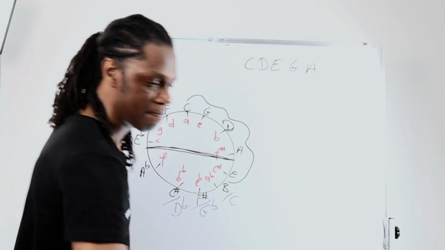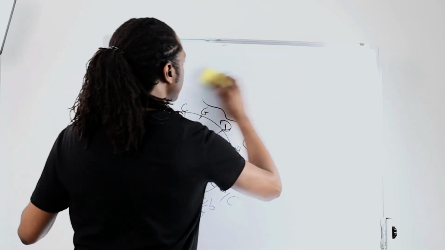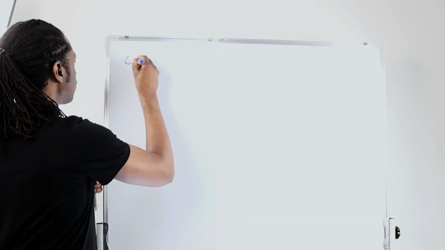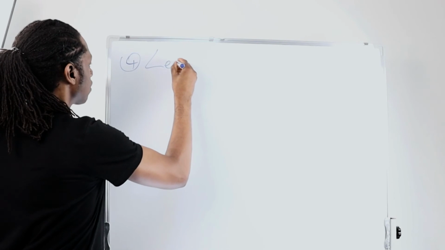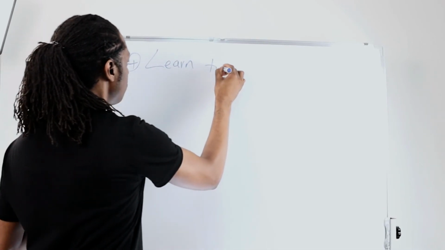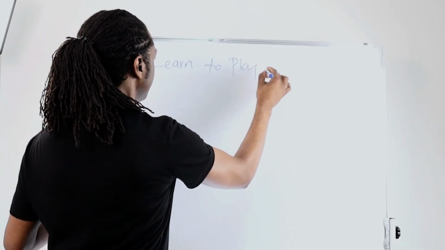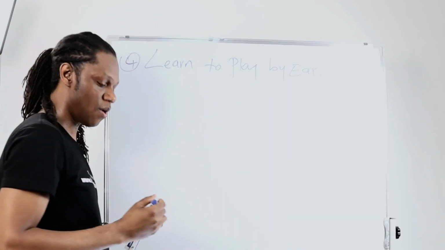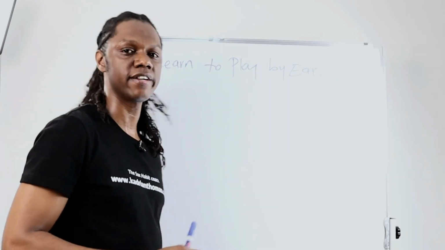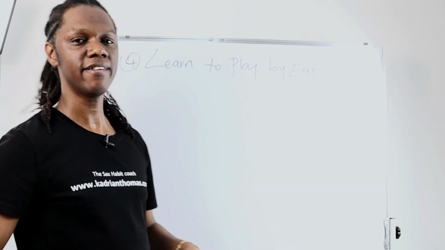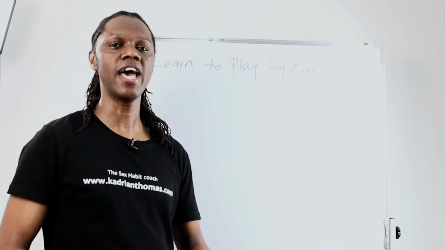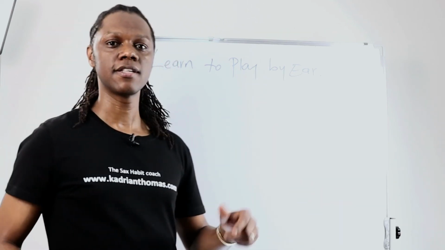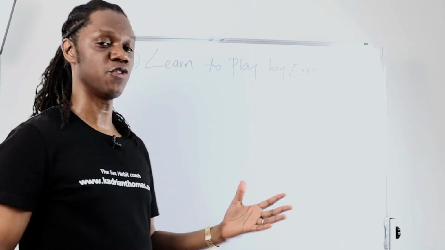The 4th thing that I would encourage every beginner saxophone player is to learn to play by ear. Okay? So if you can sight read, learn to play by ear. If you can play by ear, then learn to sight read. It's going to help you along your journey in the process to get better as a saxophone player.